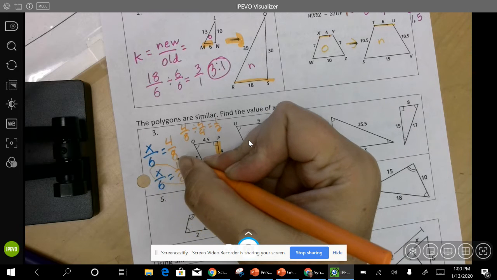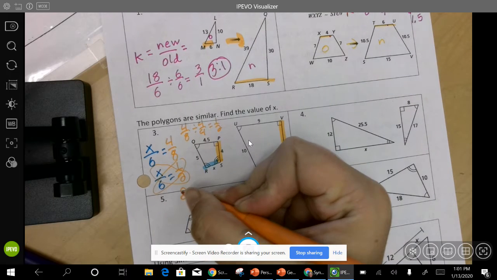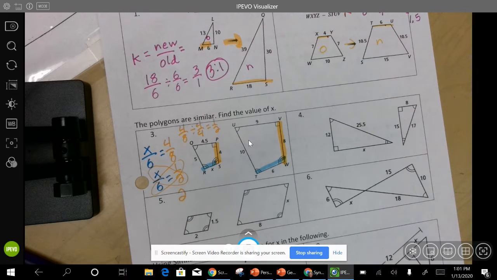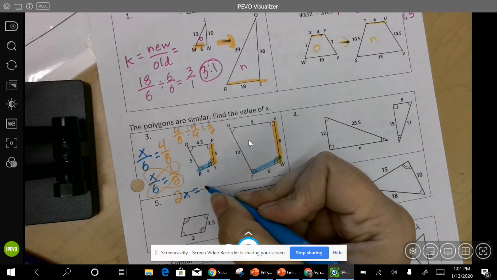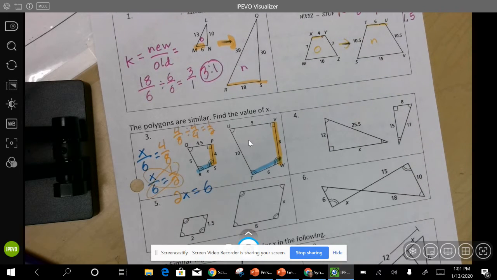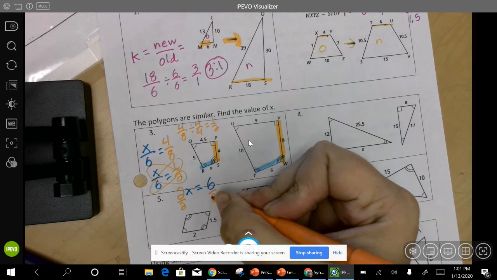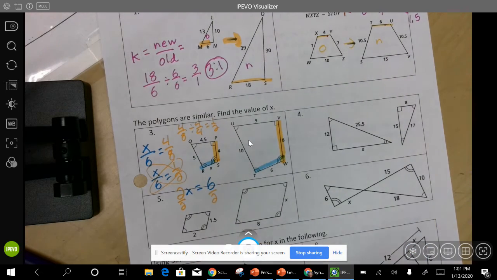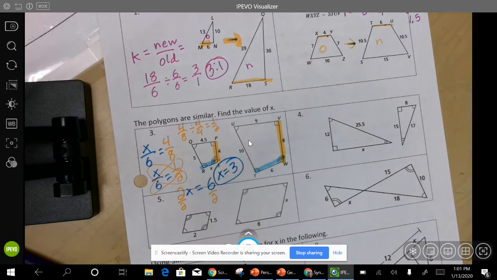Okay, and then I'm going to cross multiply. So I get 2 times x. 6 times 1 is going to be 6. I'm going to divide each side by 2. So I get x is equal to 3. Okay, so the same with the next one.